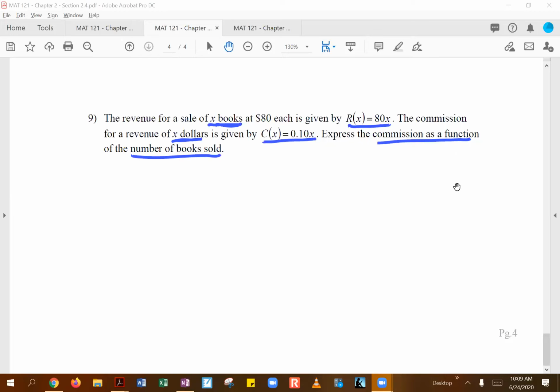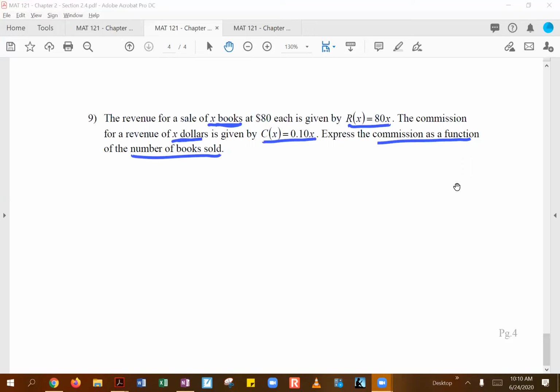So now they want to know, how can we write the commission where your X value, instead of being the dollar amount, is actually going to be the number of books? So any ideas how we could do the composition here so that your commission is based on the number of books and not on how much revenue you earn, or I guess the books earn? Okay. Well, that's already given to us, Julian.